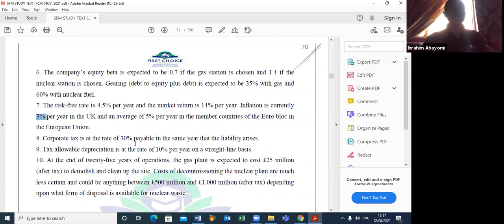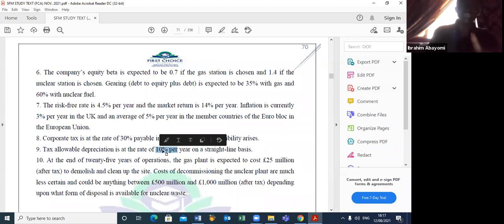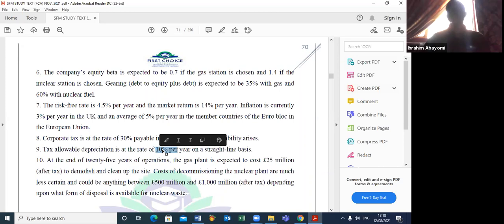Corporate tax is at the rate of 30%, payable in the same year that the liability arises. Tax allowable depreciation is at the rate of 10% per year on a straight-line basis. Now let me explain this. Our depreciation or capital allowance is 10%. If you are claiming 10% capital allowance every year, how many years will it take you to claim the capital allowance 100%? You are claiming 10% every year. How many years will it take you to finish the claim of capital allowance? I need answers from you.